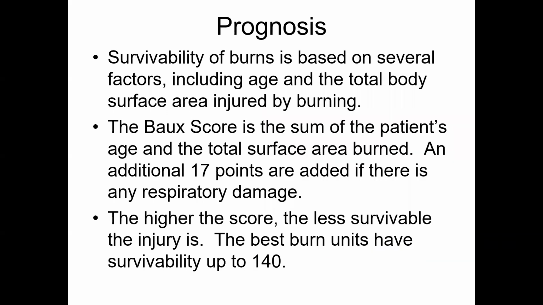To determine survivability of burns, there are several factors that are calculated. The classical way to do this is to add your age and the total body surface area that's injured by burning. The higher that number is, the less likely you are to survive. This is a Baux score, a bow score. I actually have never heard it pronounced. And this is the sum of the patient's age and the total surface area burned. And now we add an additional 17 points if there's any respiratory involvement, as that increases the likelihood of fatality. The higher the score, the less survivable it is.